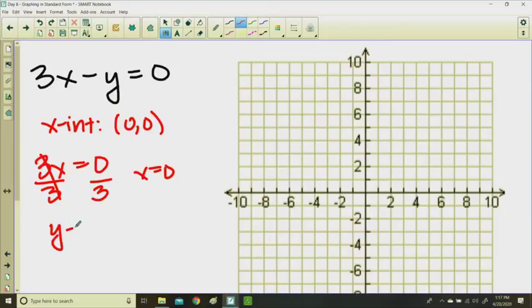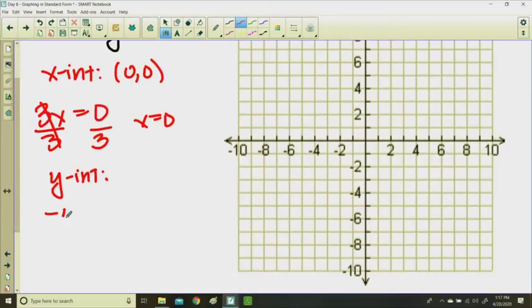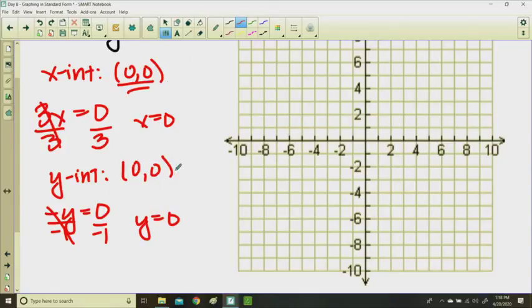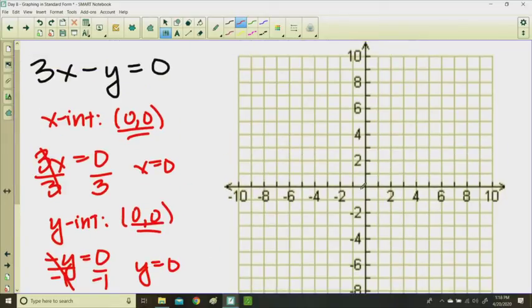The same thing with the y-intercept. Cover up the x, you're going to get negative y equals 0. Divide by negative 1. And guess what? You're going to get 0. So my y-intercept is (0, 0). Uh-oh. What does that mean? If I graph it, I only have 1 point. (0, 0). That's it. How can I draw a line with only 1 point?